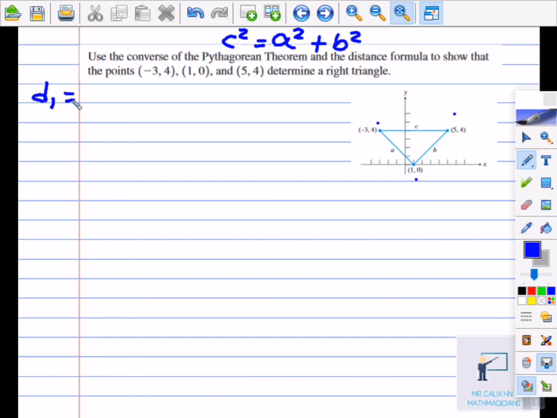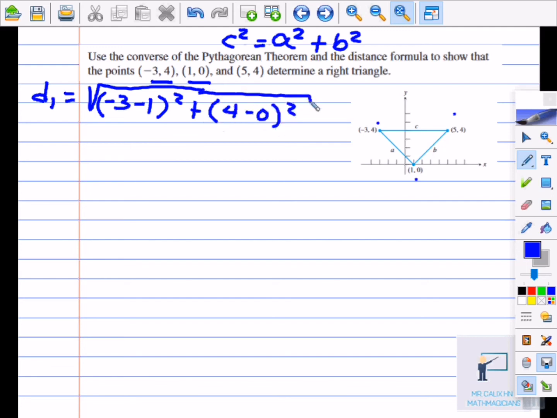Distance 1 is equal to, okay, here we're just going to start working on them directly. The square root of, in this case, negative 3 minus 1 squared plus 4 minus 0 squared. If you solve this, you can use your calculators. It will tell you that it's the square root of 32. You can simplify, but let's leave it this way right now.